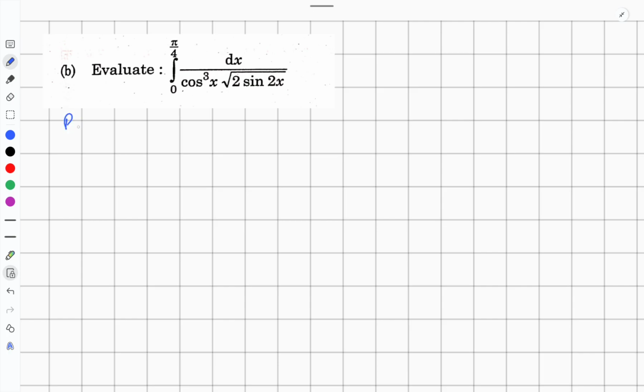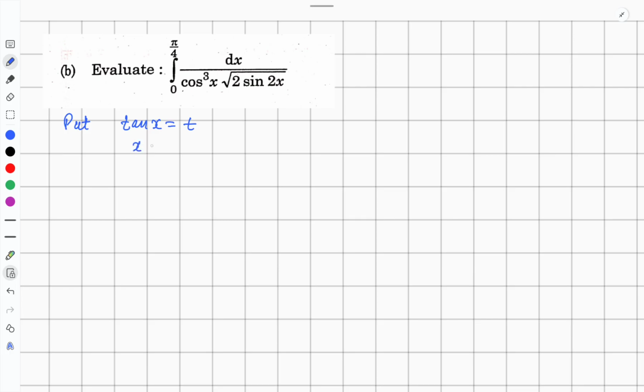What we have to do in this is put tangent x equal to t. Tangent x is nowhere in this integral, but we have to put tangent x equal to t because sin x or cos x will not work in this situation.